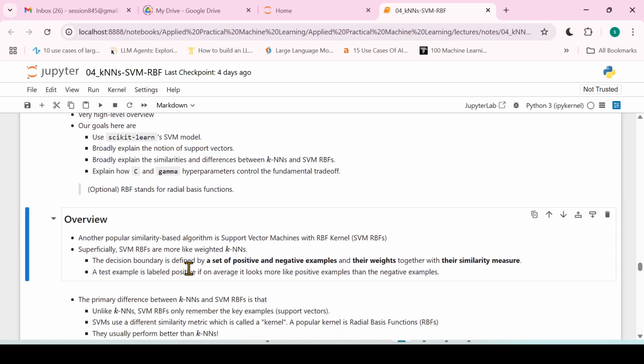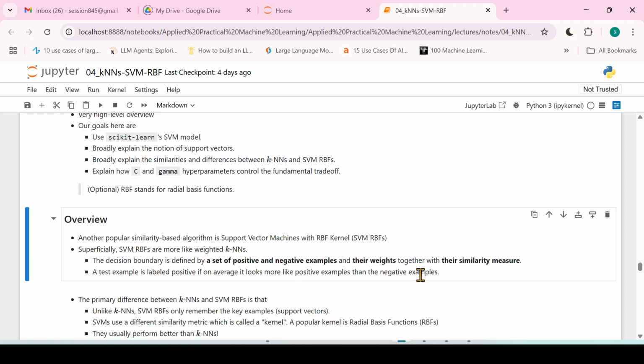So SVM is another popular algorithm which is based on similarity, right? And SVM more or less works as a weighted KNN. That means the result of the weighted KNN and the result of the SVM both look very similar. The decision boundary is defined by the set of positive and negative examples, right? And their weights together with the similarity measures.